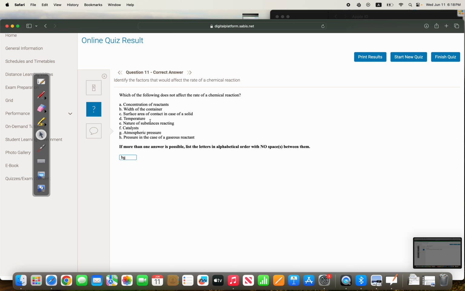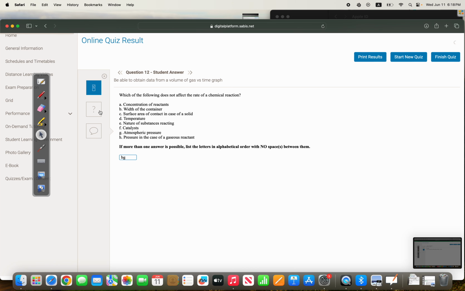Some chemicals are very reactive, meanwhile some aren't very reactive. Catalysts, as I said, decrease the activation energy, which increases the rate of reaction. Atmospheric pressure doesn't really matter. As I said, they didn't specify. Here they said pressure in case of a gaseous reactant, here they didn't specify.